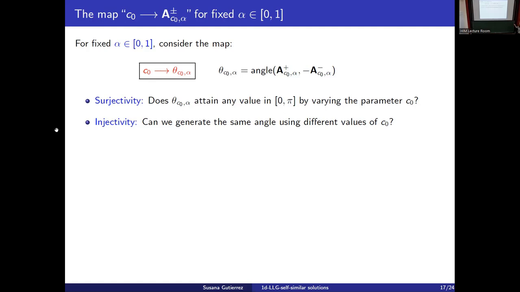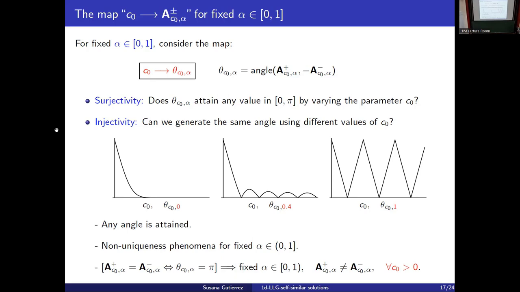Okay. We cannot do much analytically in this setting. We could do these things when we are in the Schrodinger map case, but we can do numerical analysis and see what the picture is there. So by using numerical analysis, we observe the following. We have here the function of C0, and we are including alpha equals 0, alpha equals 1, and the general situation of alpha between 0 and 1. And what you can see is that in any case, all the angles between 0 and pi are attained by moving the parameter C0.